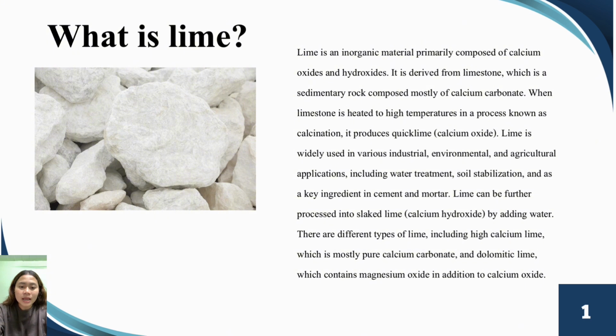What is lime? Lime is an inorganic material primarily composed of calcium oxide and hydroxide. It is derived from limestone, which is a sedimentary rock composed mostly of calcium carbonate. When limestone is heated to high temperatures in a process known as calcination, it produces quicklime or calcium oxide.